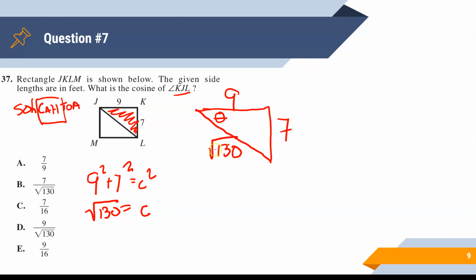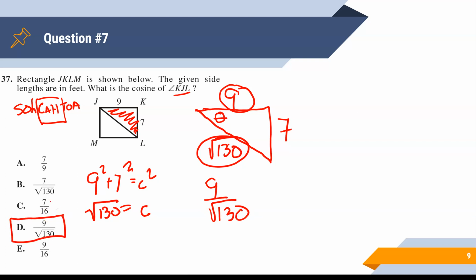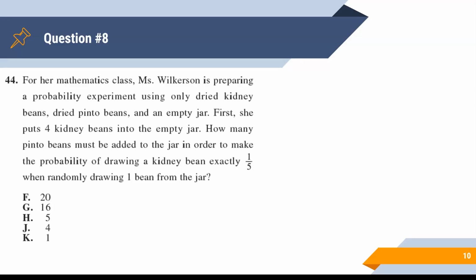Well, now we can do cosine. Adjacent over hypotenuse. So 9 over the square root of 130. Letter D. Okay, question number 8.